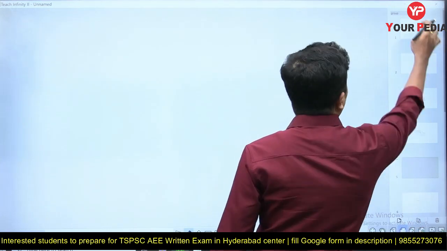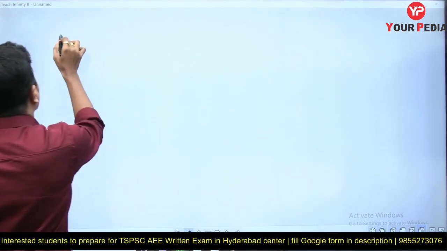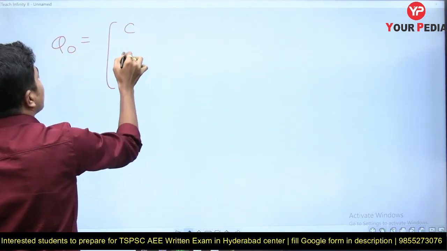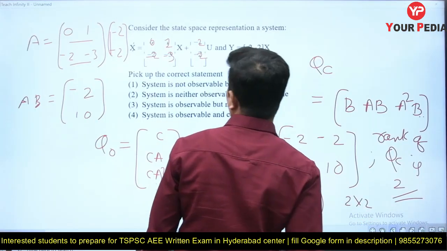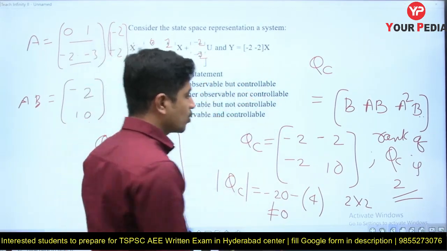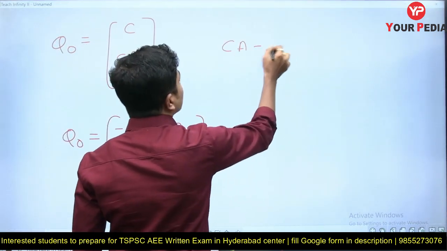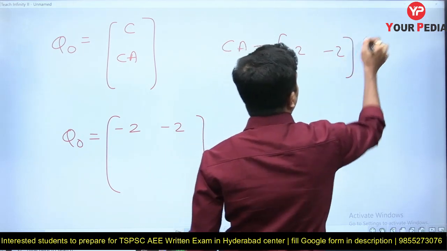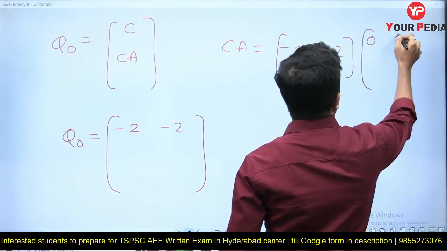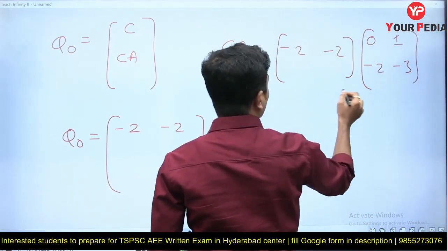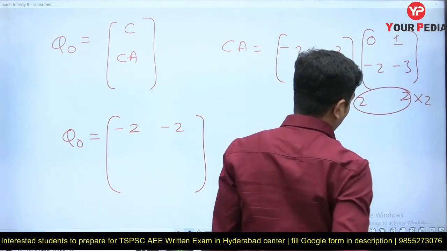For observability, we have to take it like this. QO is CA. What is matrix C? Matrix C is minus 2 comma minus 2. Now what is CA? C is minus 2 minus 2, and A is 0 1 minus 2 minus 3. This is a 2 by 2 matrix and this is a 1 by 2 matrix. Finally, I have to get a 1 by 2 matrix.